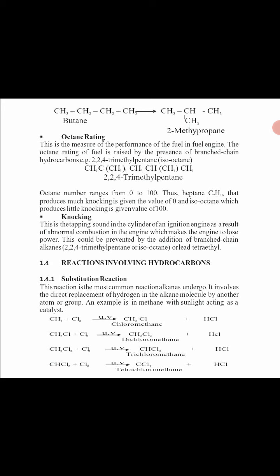All right, we're coming to that gradual process. We're coming to that isomerism. 2-methyl propane is an isomer of butane.